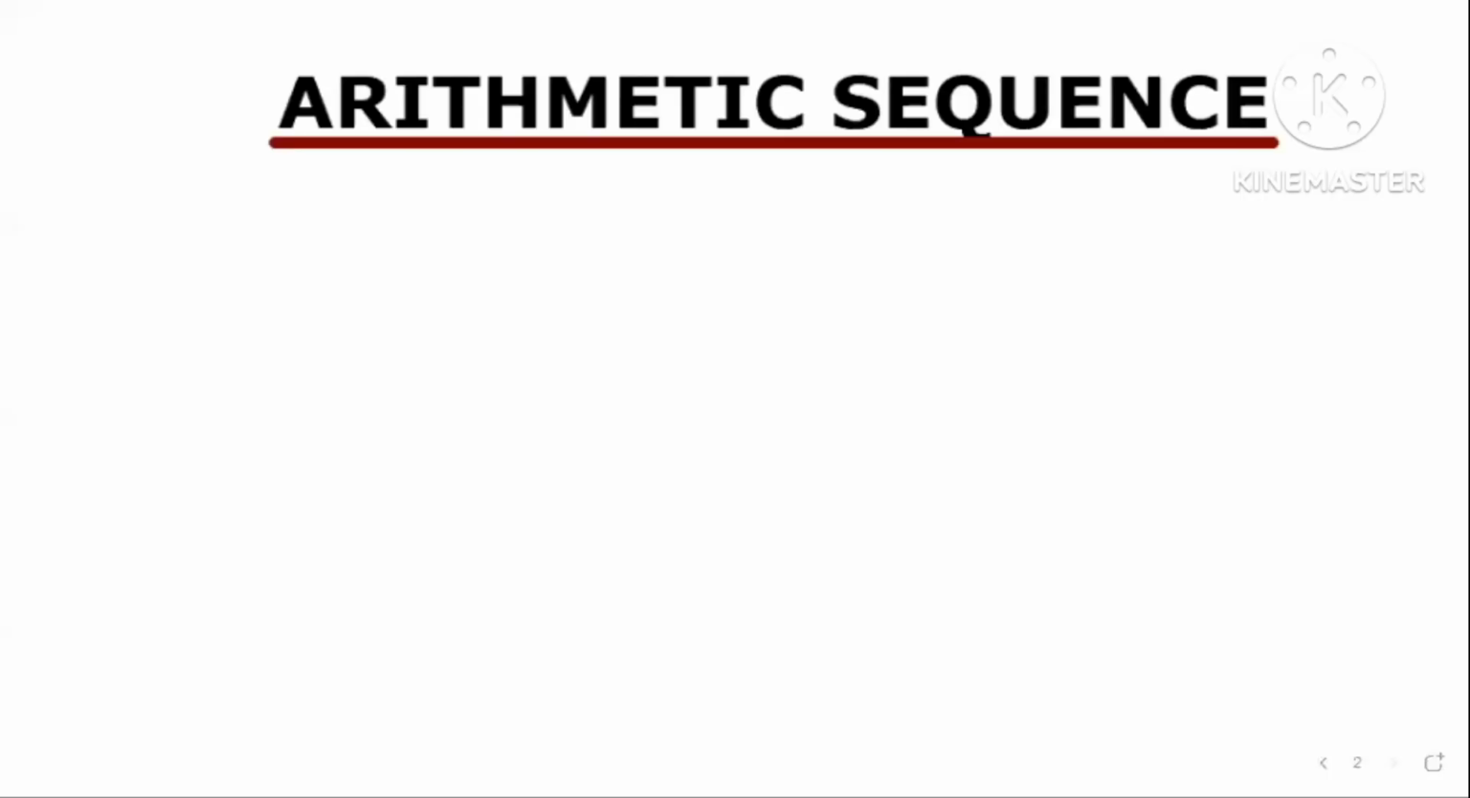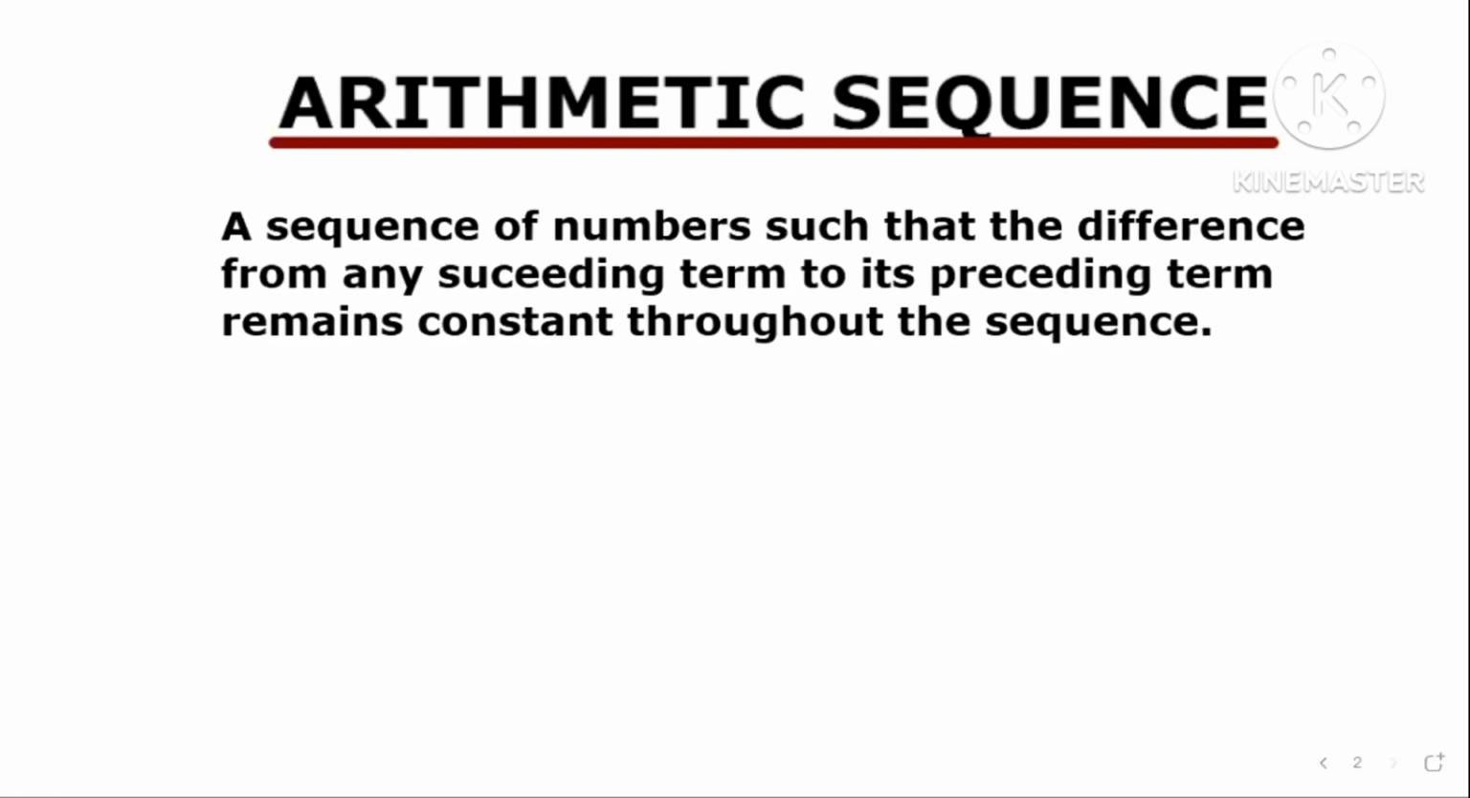Before we go to the main topic, let us recall the definition of an arithmetic sequence. An arithmetic sequence is a sequence of numbers such that the difference from any succeeding term to its preceding term remains constant throughout the sequence. We call that constant the common difference.